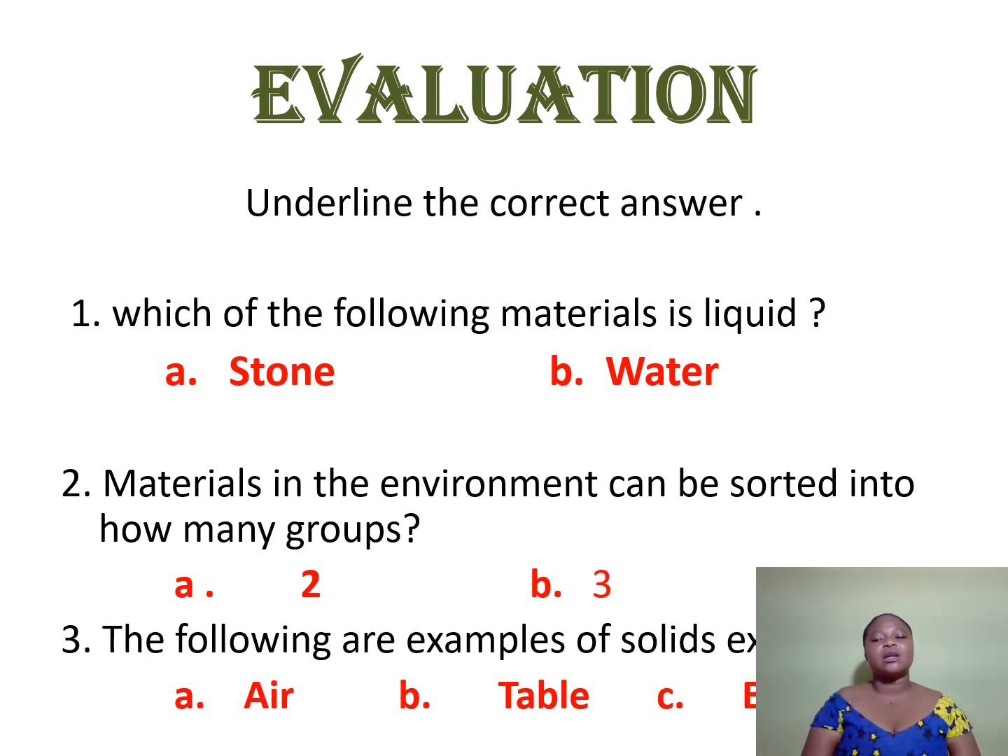2. Materials in the environment can be sorted into how many groups? We said materials have some number of groups. So materials in the environment can be sorted into how many groups? A. 2. B. 3. Number 3. The following are examples of solids except: A, air, B, table, or C, book.